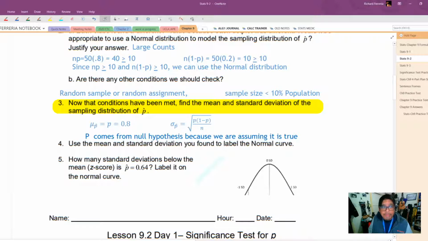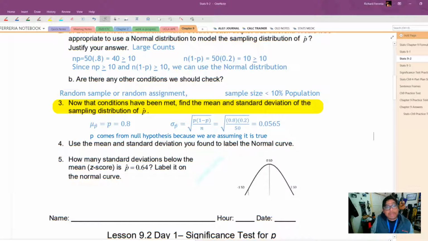Now the standard deviation of the sampling distribution, we have a formula for that too. That is the square root of p(1 minus p) over n. And just like with mu p hat, our p here is still going to be 0.8 because we're defining it to be true from the null hypothesis. That gives us a value for sigma p hat of 0.0565.